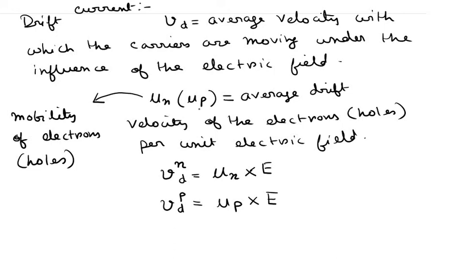So the higher the value of mu n, the higher the velocity the electrons or holes will gain when the electric field is applied. Actually, we'll put a minus sign here because the electrons are moving opposite to the direction of flow. Electrons are actually moving opposite to the electric field. So Vdn, which is the drift velocity of electrons, is minus mu n times the electric field.